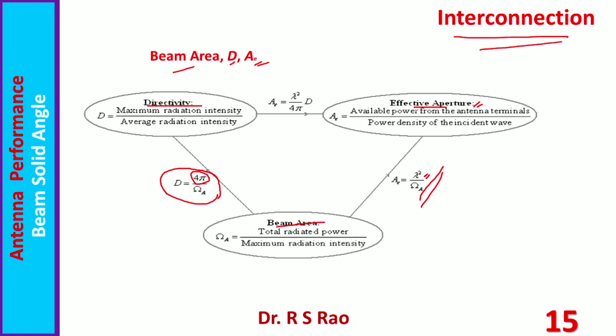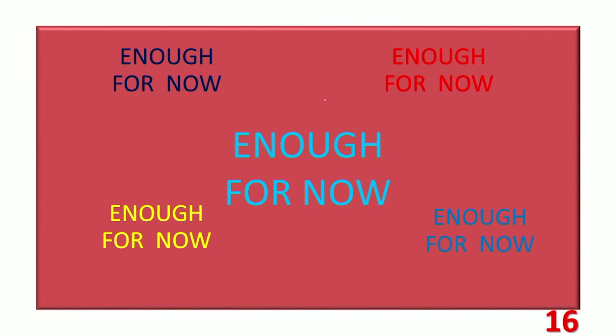Directivity and effective aperture are also related. The relation is very popular. We come across it frequently in antenna theory. AE is equal to lambda square by 4 pi times D. With this, we come to an end to the present session.